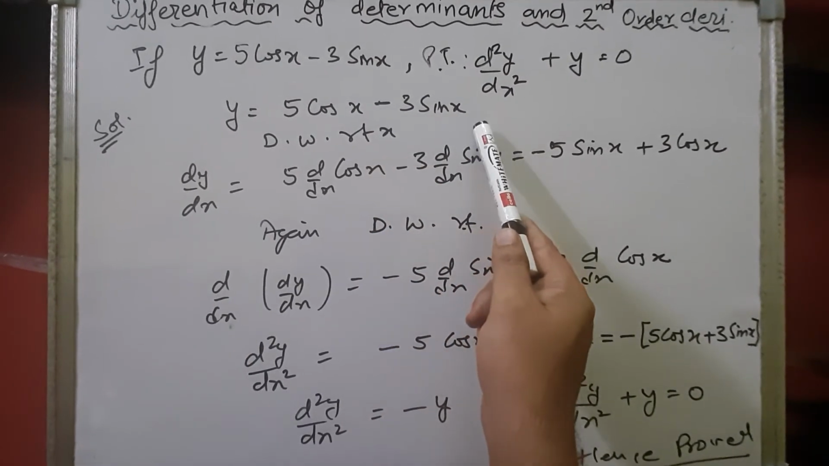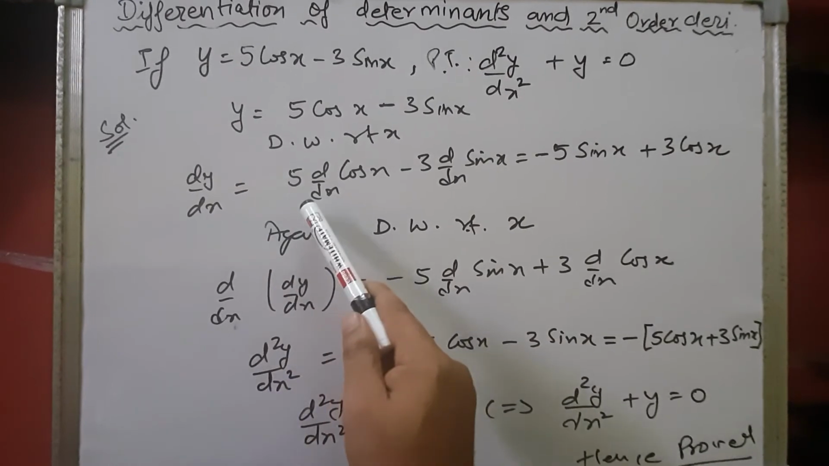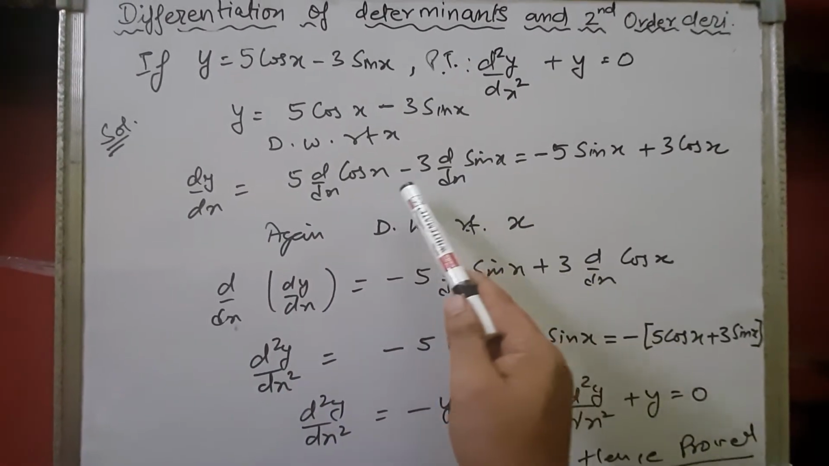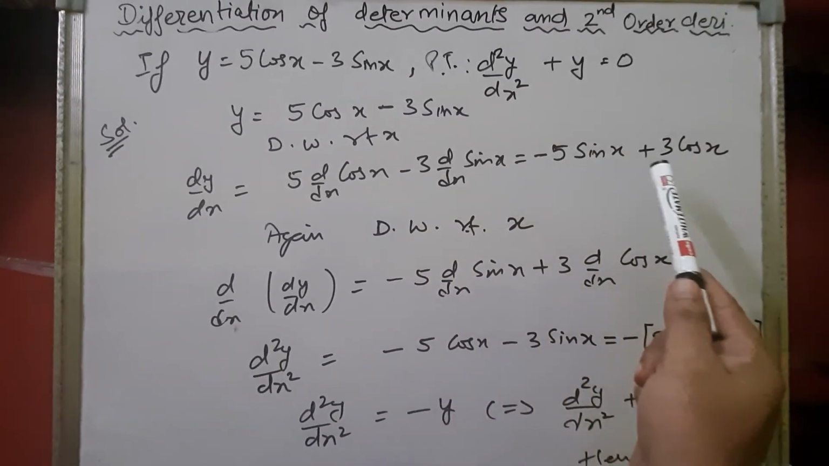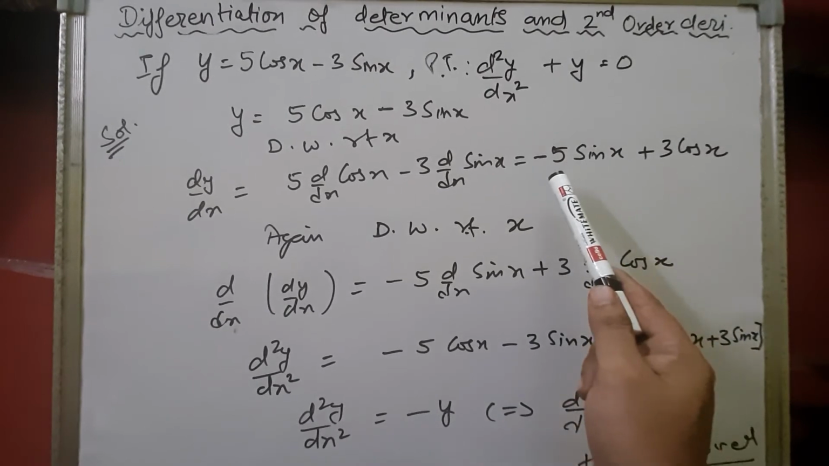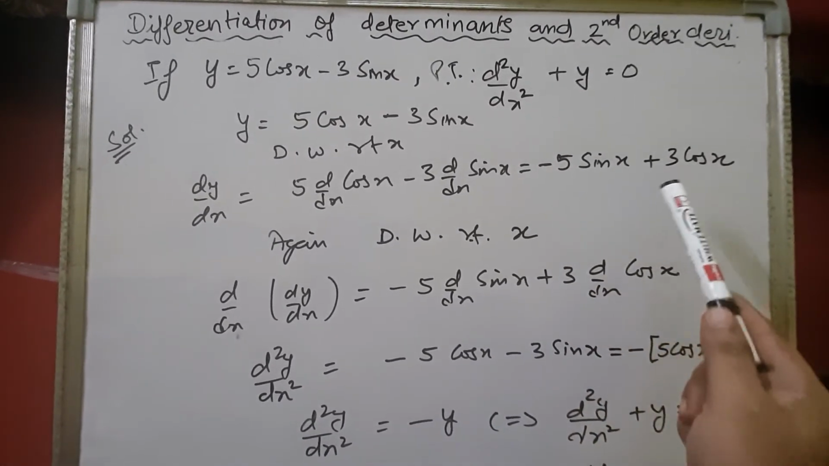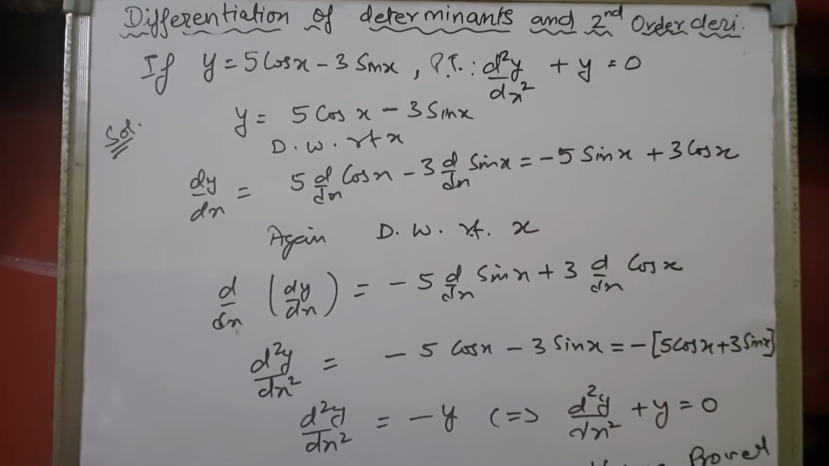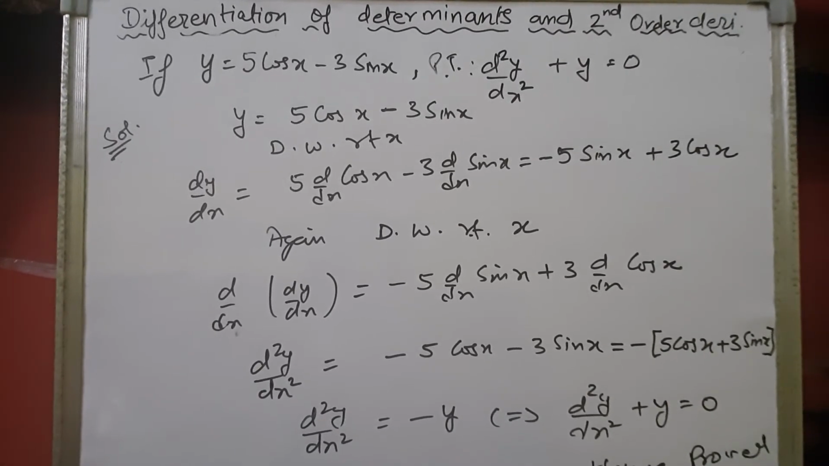Now if we differentiate this, what will we get? dy by dx equals 5 d by dx of cos x minus 3 d by dx of sin x. If we differentiate cos x, we'll get minus sin x, and if we differentiate sin x, we'll get cos x. So finally dy by dx is minus 5 sin x minus 3 cos x. Now we have to calculate the value of d2y by dx2. We'll differentiate this dy by dx again to obtain d2y by dx2.